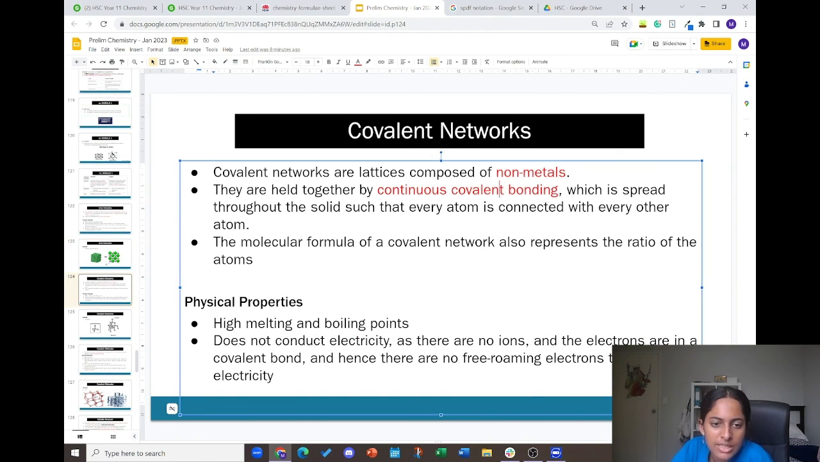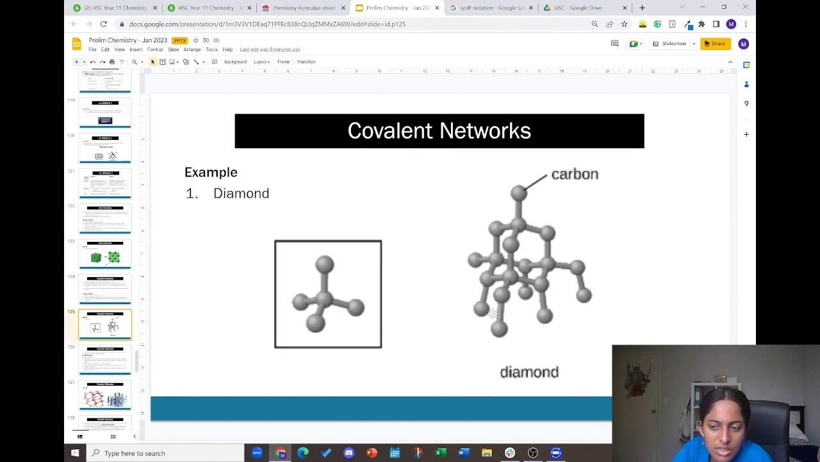Covalent is a bit similar, except it only occurs between nonmetals, and it has continuous covalent bonding, and because of that nature, it has high melting and boiling points. Also cannot conduct electricity because the electrons are all being shared between one another. There are no free floating electrons anywhere. So that's it.